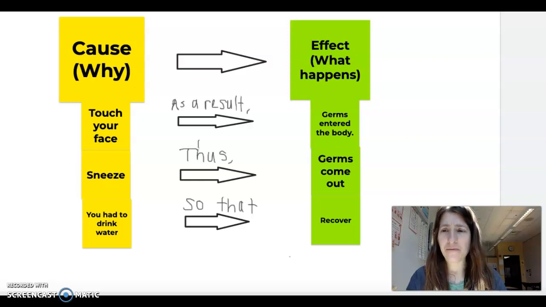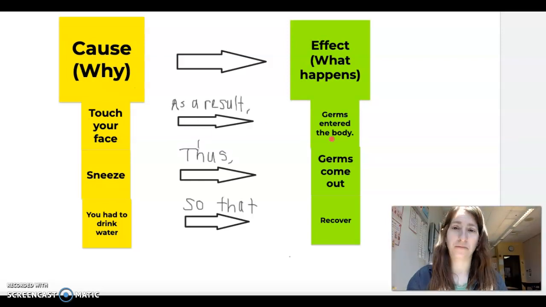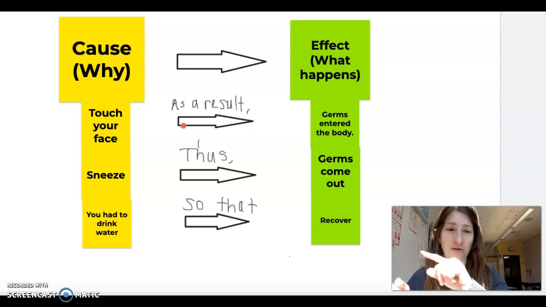So I might say, someone might touch their face. As a result, germs entered the body. This is the why part, the cause. This is the effect part, what happened. I use this transition, as a result, to tell my readers that those two ideas belong together, and that's how.